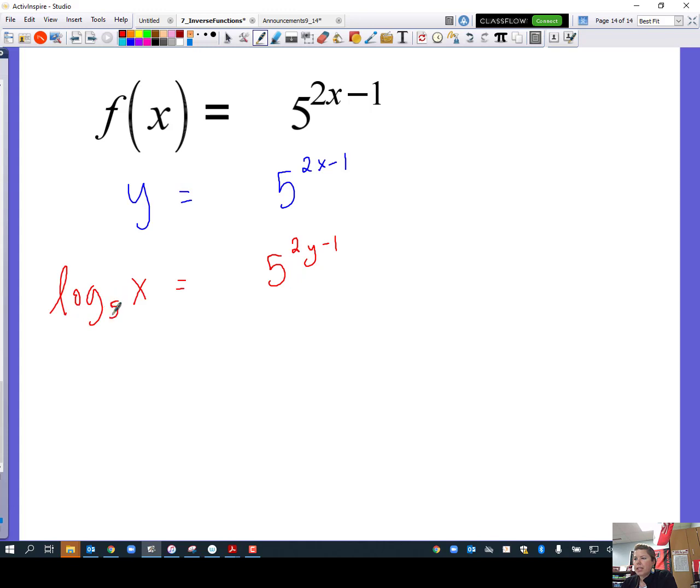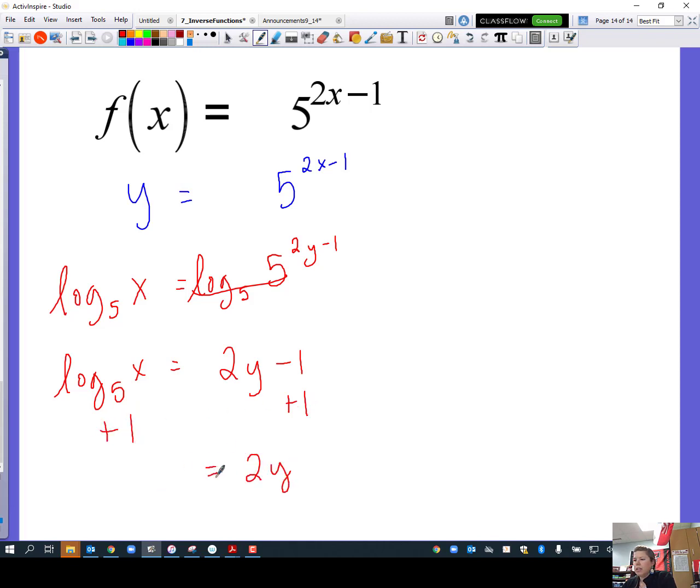And so the bases, just like before, need to be the same. But this time, I'm going to take the log of both sides. So it's already exponential, and I'm going to take the log base 5 of both sides. Same thing here, log base 5 of 5, those undo one another. And so I have log base 5 of x on the left side, and all that's left on the right side is 2y minus 1. Solve equations, just like we always have. So I'm going to add 1 to both sides, and I have 2y is equal to log base 5 of x plus 1.